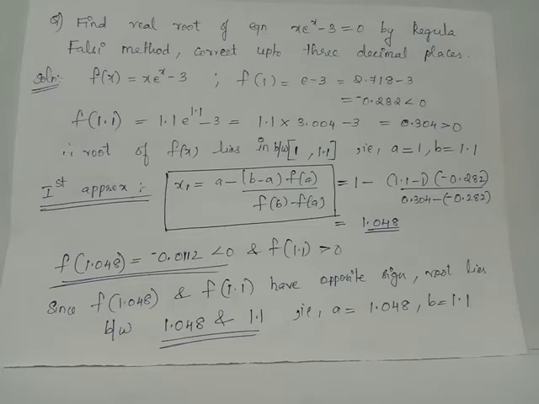Let us solve a problem using the false position method in order to find the real root of the equation x e^x − 3 = 0 up to 3 decimal places. Let us consider f(x) = x e^x − 3.